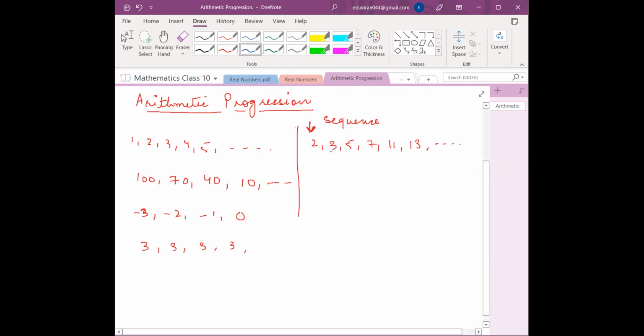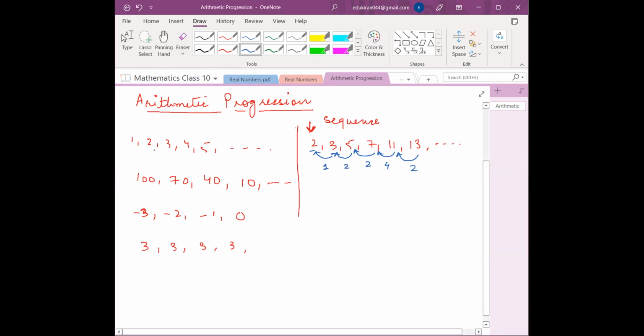Now, if I take this term and this term, what is 3 minus 2? The difference between the terms, if I subtract, I get 1 here, right? What is 5 minus 3? I get 2. Then 7 minus 5 is how much? 2. How much is 11 minus 7? 4. 13 minus 11? 2. So you can see the pattern is not the same everywhere. Somewhere the difference is 2, somewhere the difference is 1, somewhere the difference between the numbers is 4. So it's such a series.